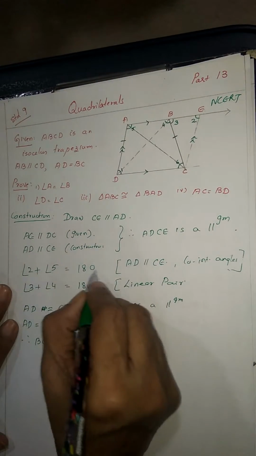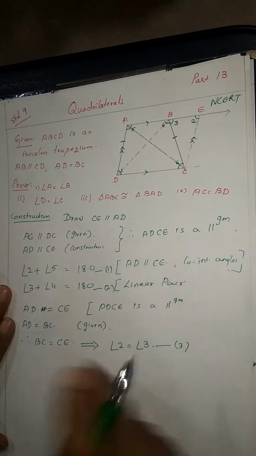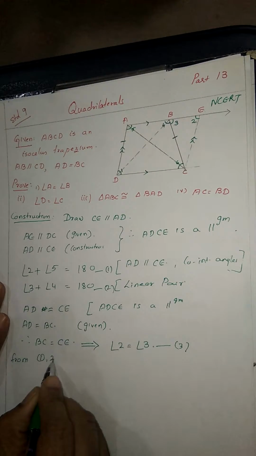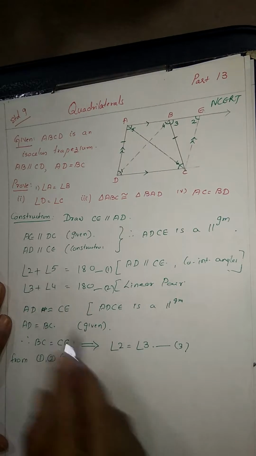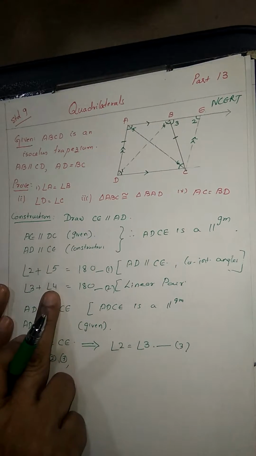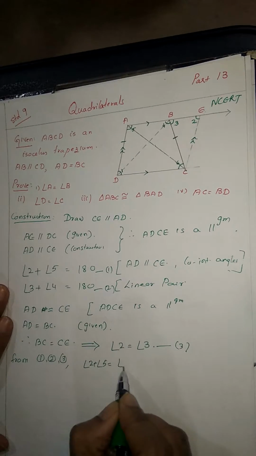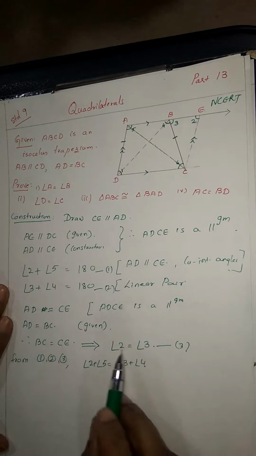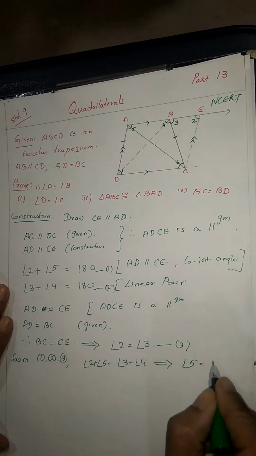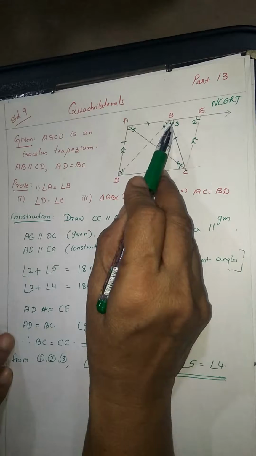So from 1, 2 and 3, we can say 2 plus 5 is 180, 3 plus 4 is 180. So we can equate 2 plus 5 equal to 3 plus 4, and 2 and 3 are equal. So from that you can write angle 5 equal to angle 4. So we have proved angle A equal to angle B.